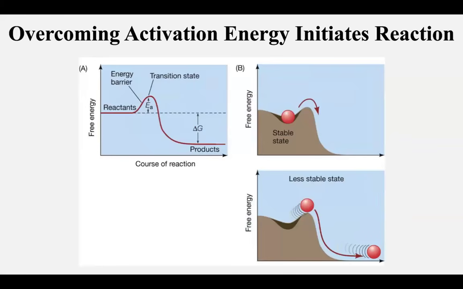And so this is just showing what I was talking about. You have a stable state here, so the reactants are stable. But if you give it enough energy to reach that transition state, like you see here, then that ball will naturally fall down. As long as your reactant has enough energy to reach that transition state, it will proceed with the reaction to form the product.